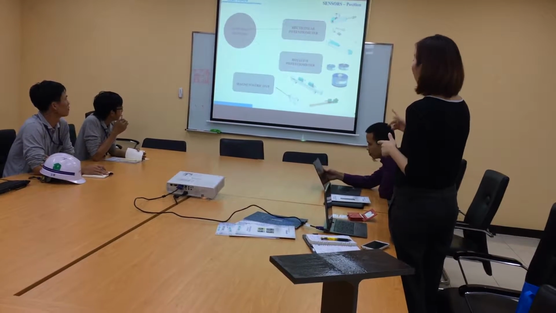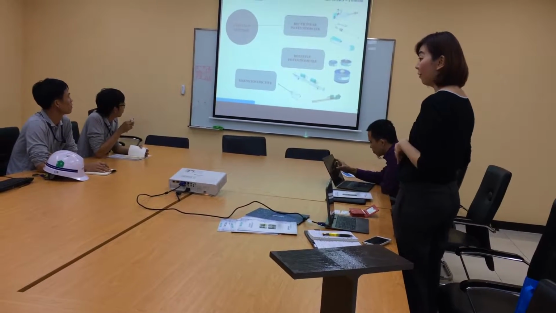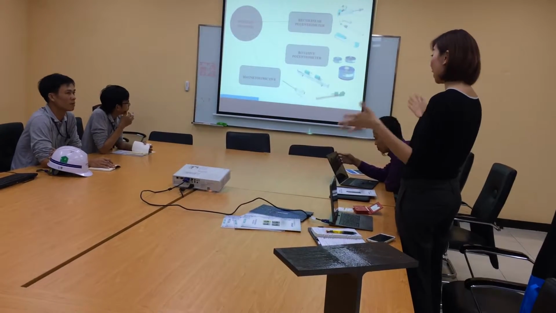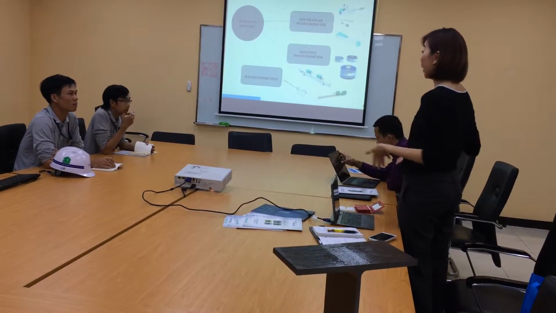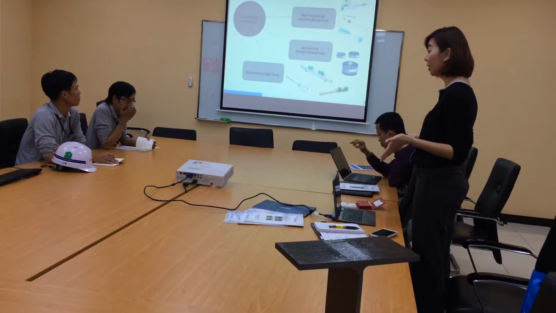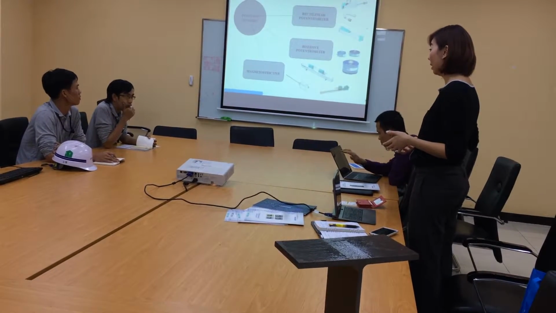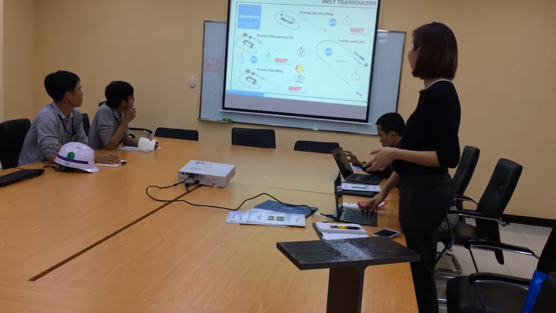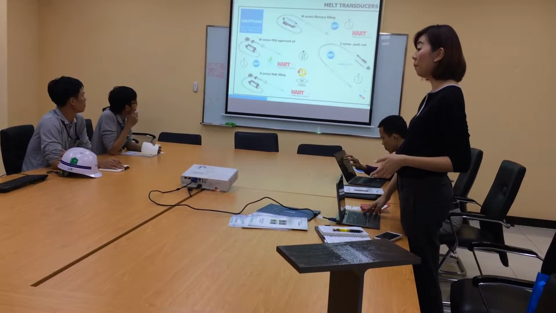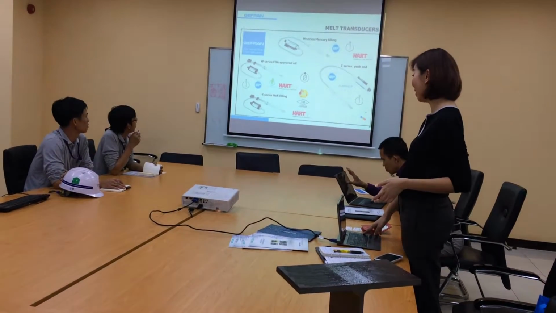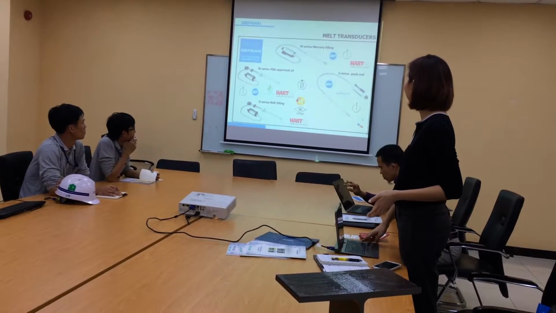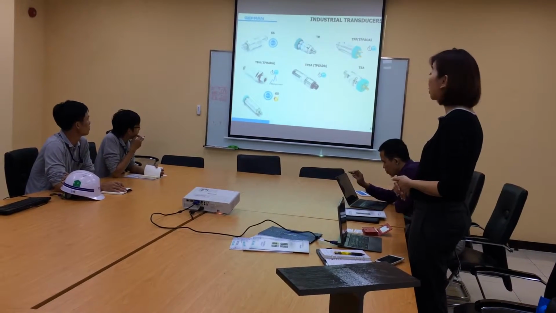And we also have the magnetostrictive position sensor as well. So with this, we have a wide range of selection for different applications and with different control as well. This is our melt transducer that is normally used in the plastic industry to measure the pressure and the temperature. And this is our pressure sensor.